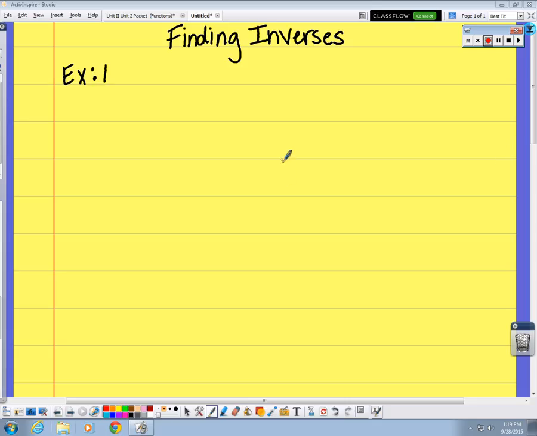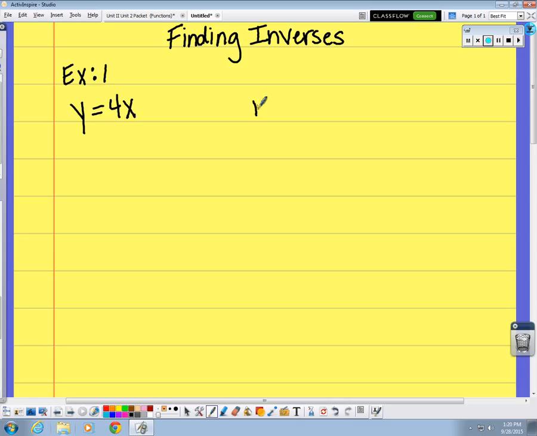Today we're going to learn how to find the inverse of a function, okay? It's only 2 steps. Some of them will be very easy, some of them get a little more complicated. We'll start out with some easy examples. Okay, the first example is y equals 4x. They want you to find the inverse of this function.